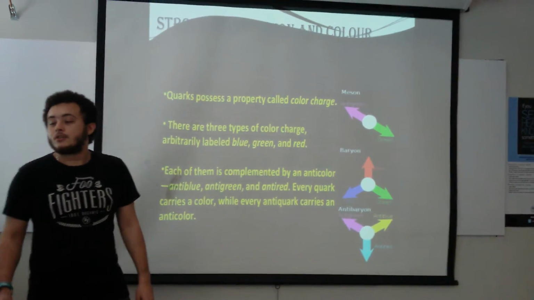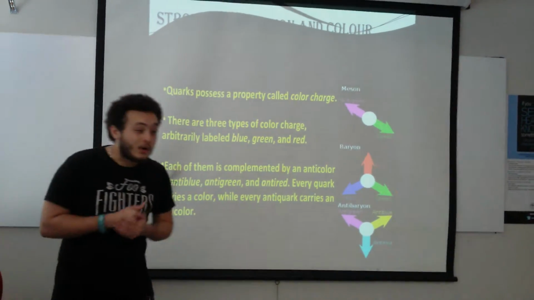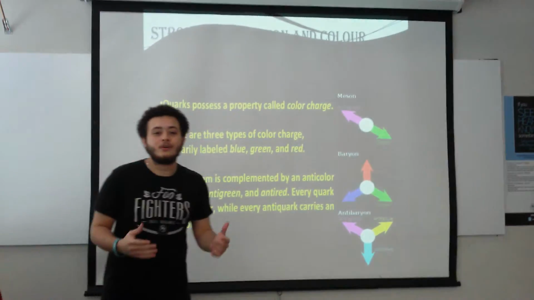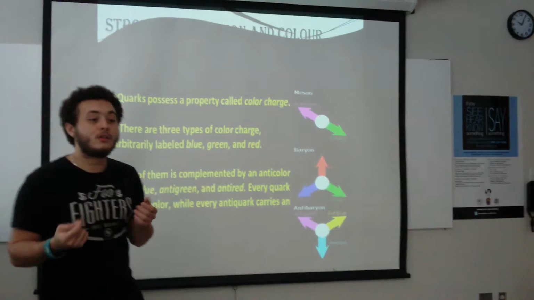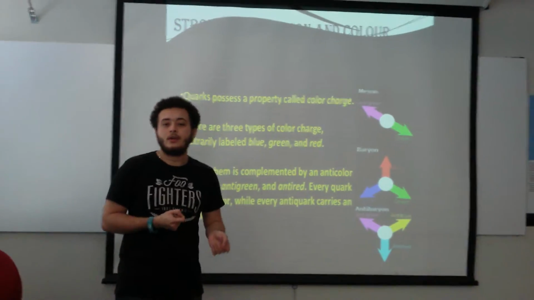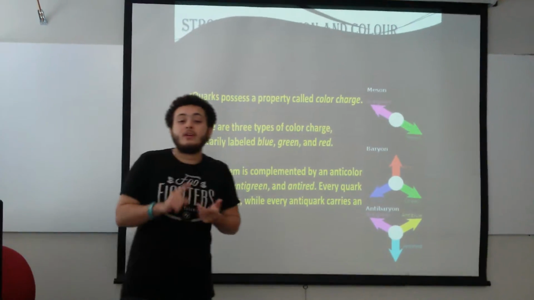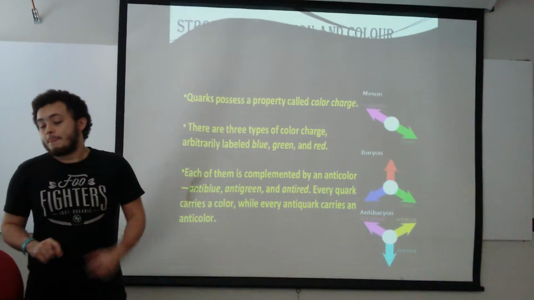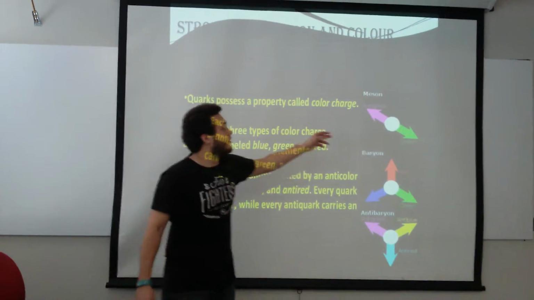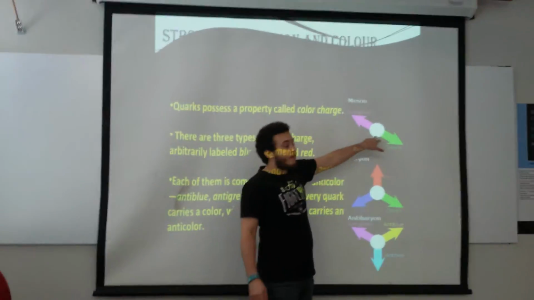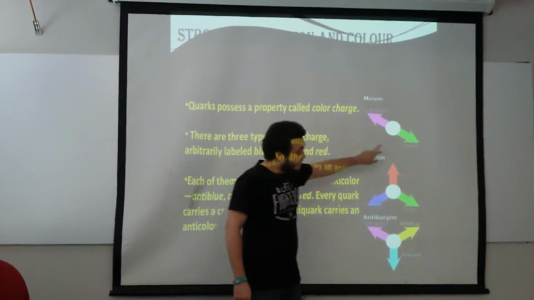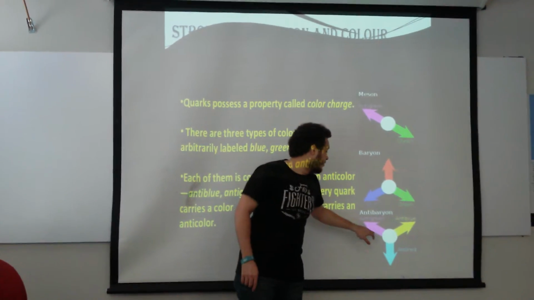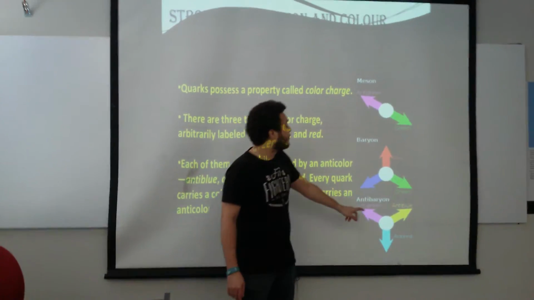Then we have the strong interaction and the color charge. This means that quarks can also change colors. And a quark has a color, and an antiquark has an anti-color. So we have green, red, and blue, and we have anti-green, anti-red, and anti-blue. As you can see, the green and the anti-green have opposite directions. Same with the red and the anti-red, and the blue and the anti-blue. You can see in the middle we have white.